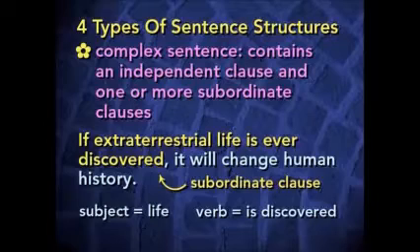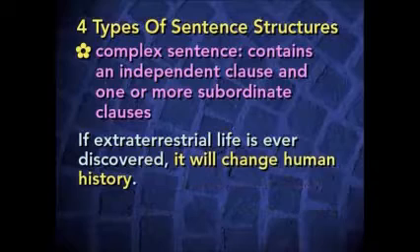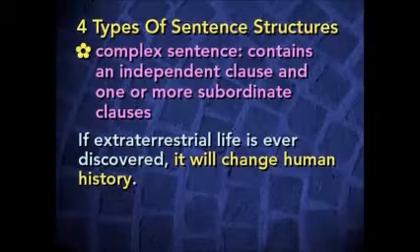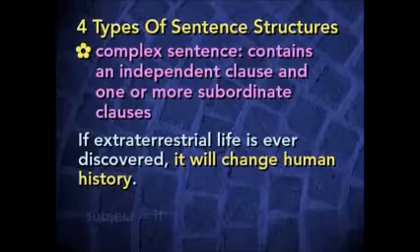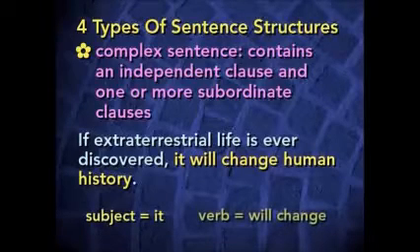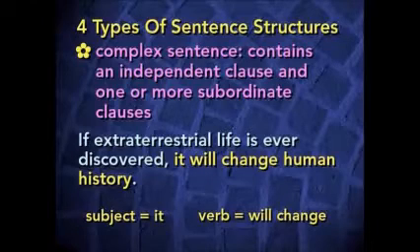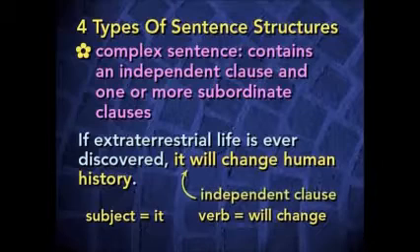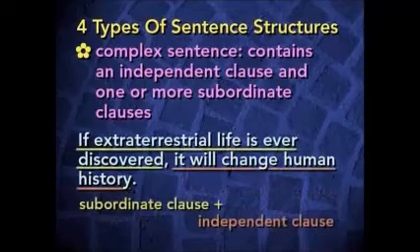Let's take a look at the other clause and see what that is like. The other clause reads, it will change human history. This is a clause because it contains a subject and a verb. The subject is it, and will change is the verb. It will change human history. Now, could this clause stand alone as a sentence? Yes, it could. It expresses a complete thought. It will change human history. That could be a sentence by itself. So this is an independent clause. In this case, therefore, we have a subordinate clause first, followed by an independent clause.